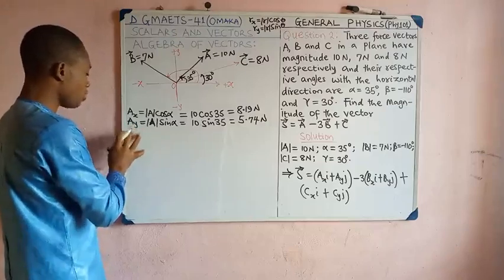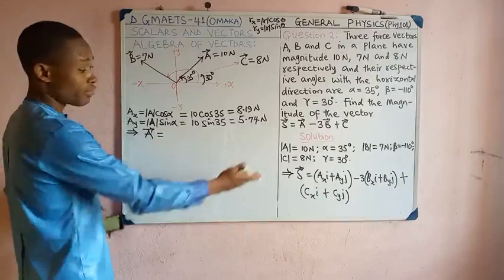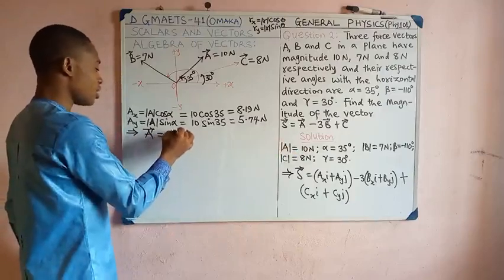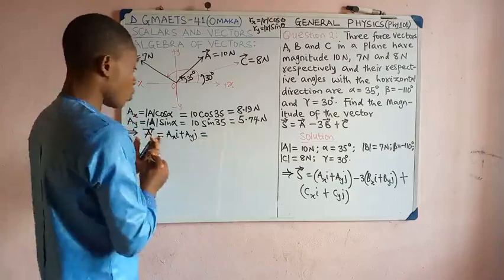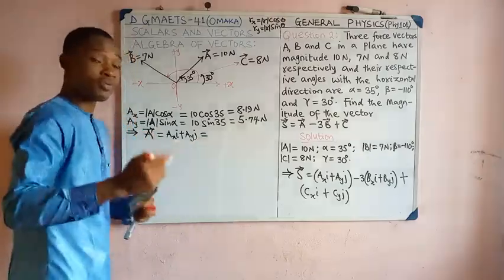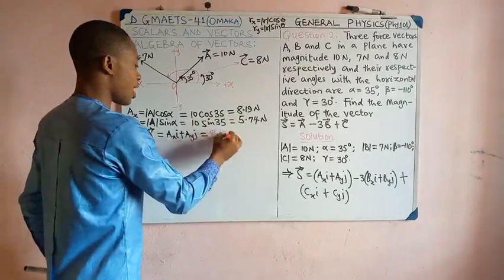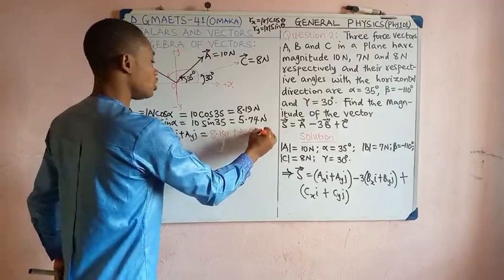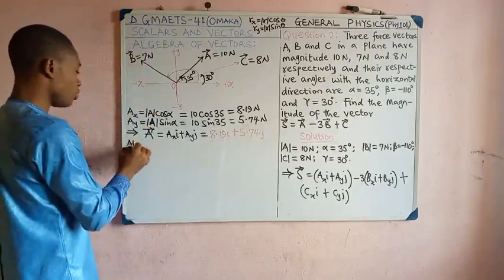But before Bx and By, can we get the displacement vector A in terms of Axi and then Ayj? So Axi plus Ayj is now equal to, let's see what it's going to get. I'll be using red marker for that. So that is going to be 8.19i then plus 5.74j. That's the x and y component. Also, we'll do for B.